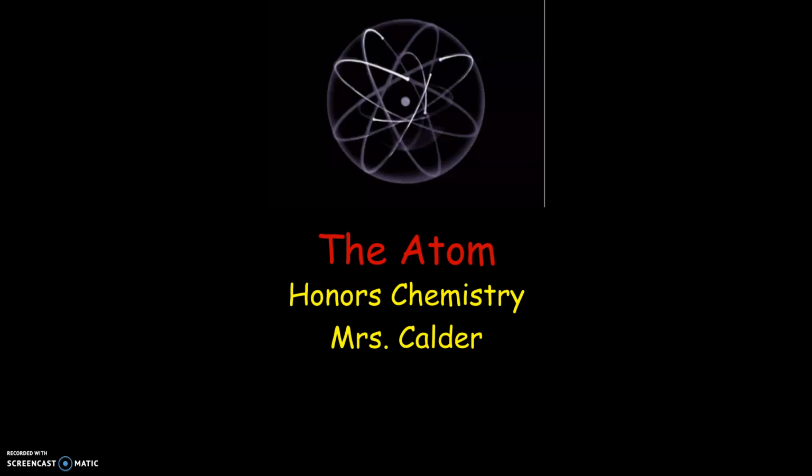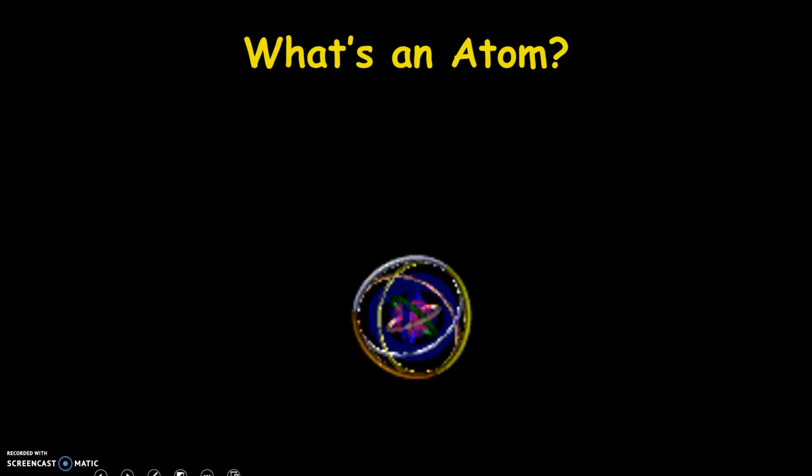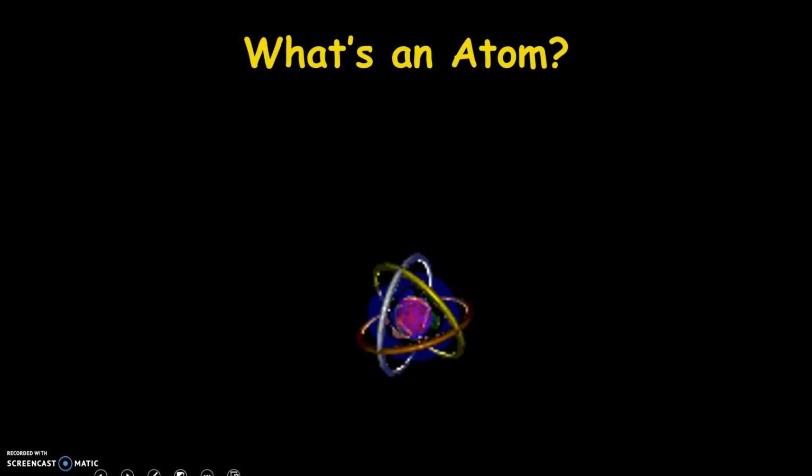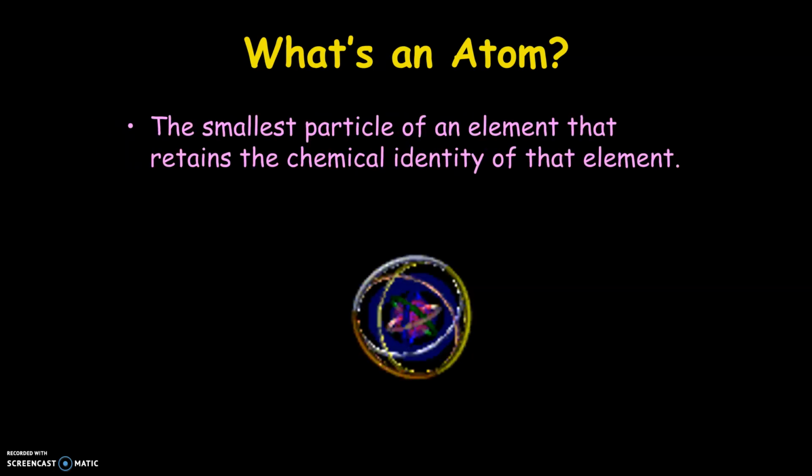Hey everybody, so we are now starting chapter 4, which is all about the atom. So we're going to start by talking about some history of the atom, how different parts of the atom were discovered, and then we're going to jump into atomic notation and atomic mass and percent abundances and some other things like that. So let's start with an atom.